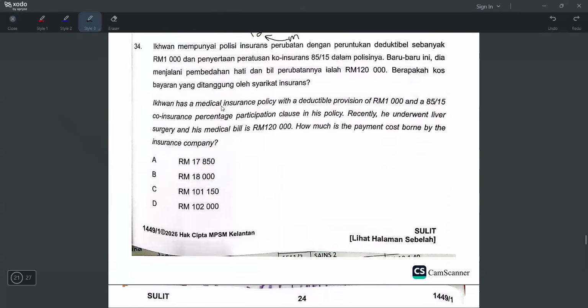Okay, 34, medical insurance, Form 5, Chapter 3. And for insurance, you need to know the... I don't want to read the question now. I want to give you the notes. So for medical insurance, if you know this, you can do all the medical insurance questions. So let me just give you the notes.